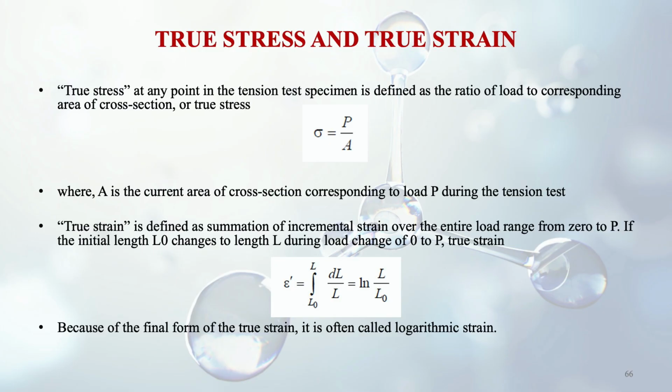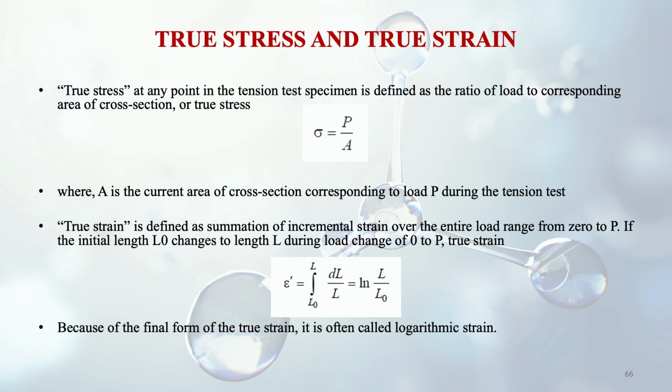So after discussing toughness, resilience, and the breaking of the ductile and brittle materials, what happens during fracture, we are now discussing true stress and true strain. This is very important, because earlier we have done all our analysis with respect to the engineering stress. So what is true stress? True stress at any point in the tension test specimen is defined as the ratio of load to corresponding area of cross section, or the current area of cross section. That is the difference between the engineering stress and the true stress.